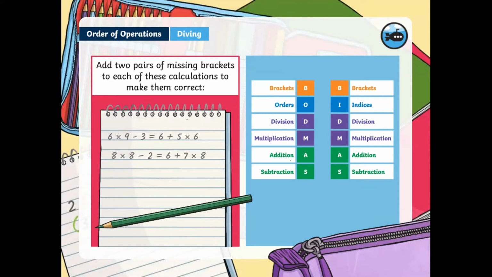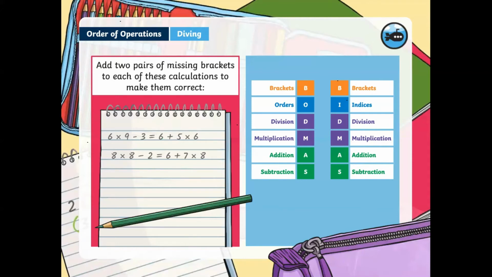Sorry, screaming in your ears. Add 2 pairs of missing brackets to each of these calculations to make them correct. So now we've got to add 2 pairs of brackets. Okay, so the first one, we've got 6 times 9 minus 3 equals 6 plus 5 times 6. And then the second example, 8 times 8 minus 2 equals 6 plus 7 times 8.